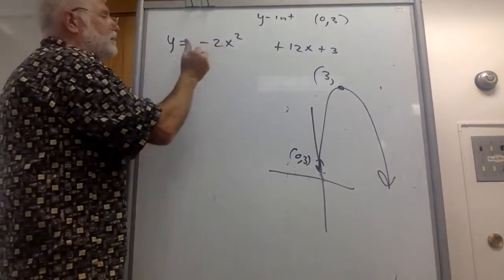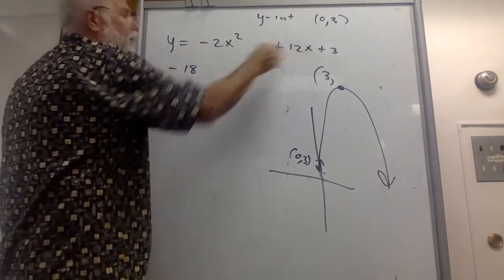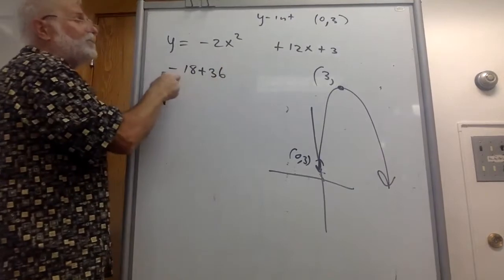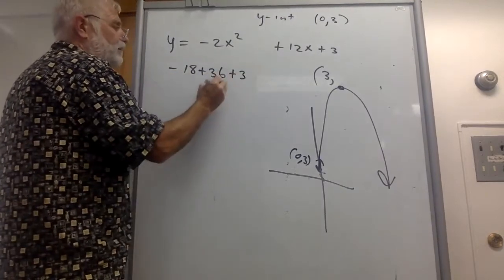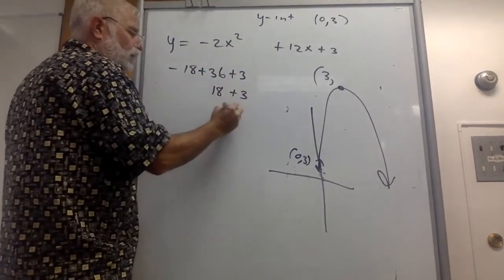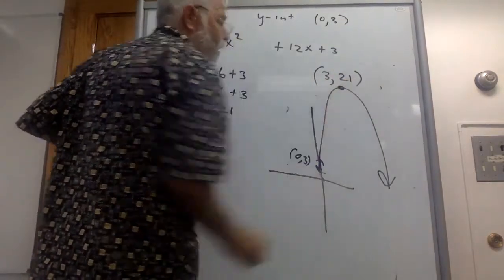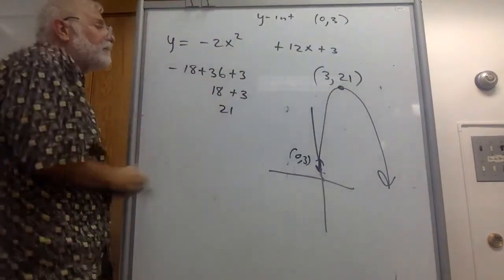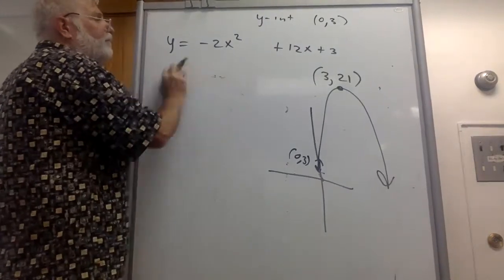Okay, so I plug it in, that's -18. I plug it in, that's 36. I like that relationship. Plus 3, that's positive 18, plus 3, 21. Okay, that's graphed. Now, what was it in terms of graphing form?